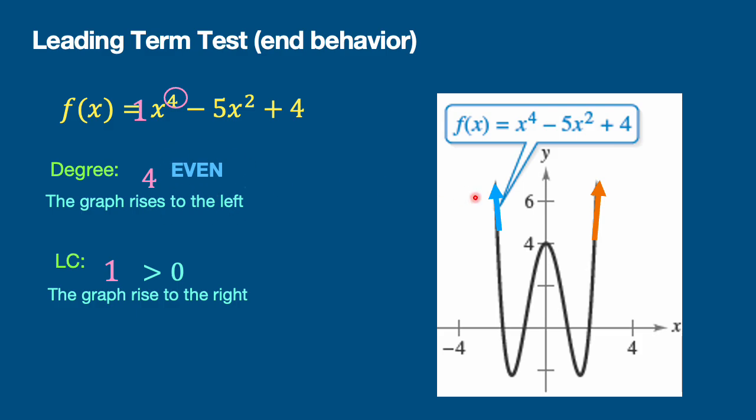When the power is even, both sides go up or both go down. The right side is decided by the leading coefficient. If the leading coefficient is positive, the right side of the graph goes up. If the leading coefficient is negative, the right side goes down.